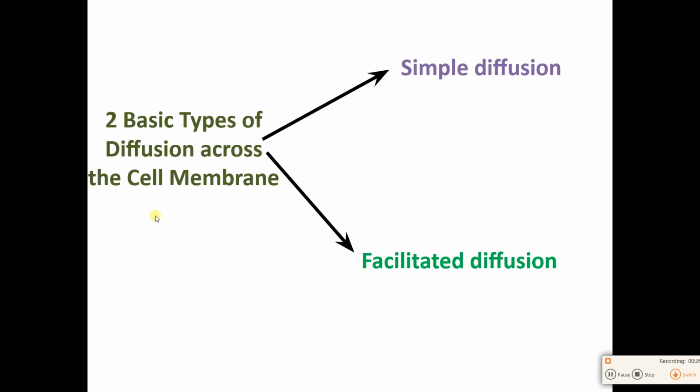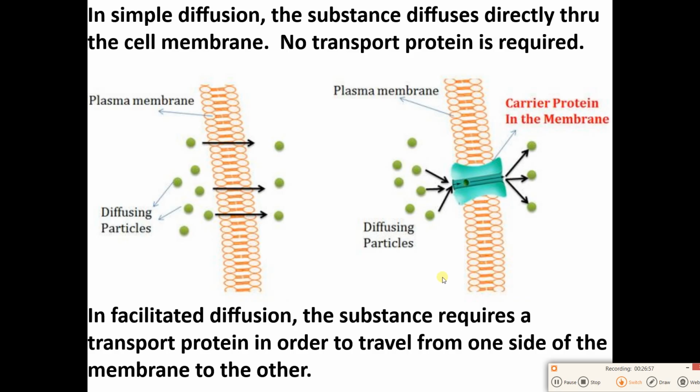So there are two types of diffusion that occur through the cell membrane. One type is called simple diffusion. The other type is called facilitated diffusion. So let's go through those a bit. In simple diffusion, the substance goes directly through the membrane.